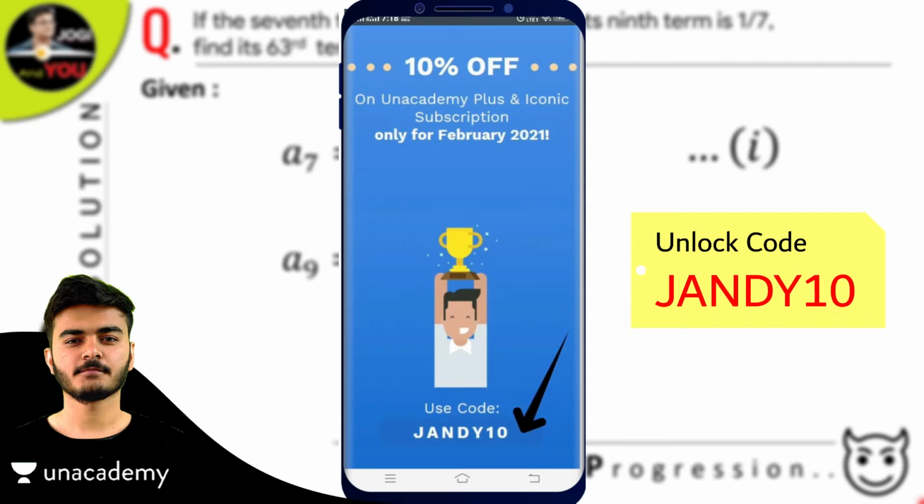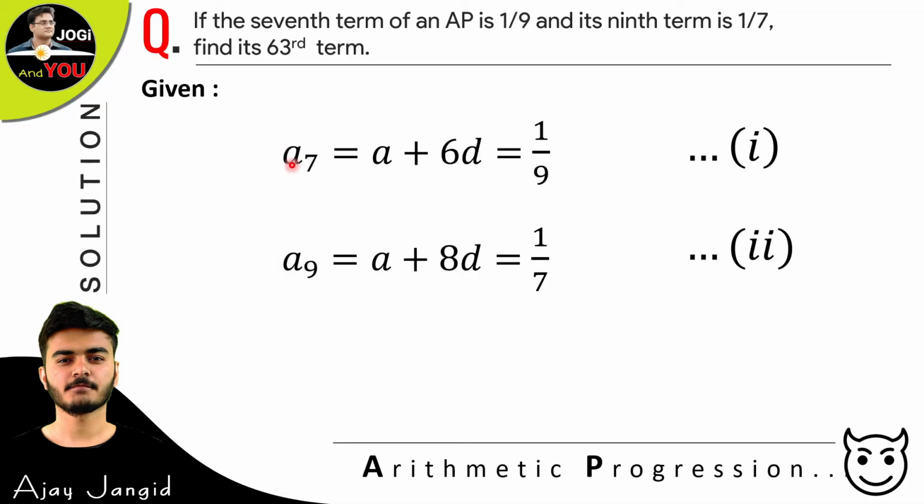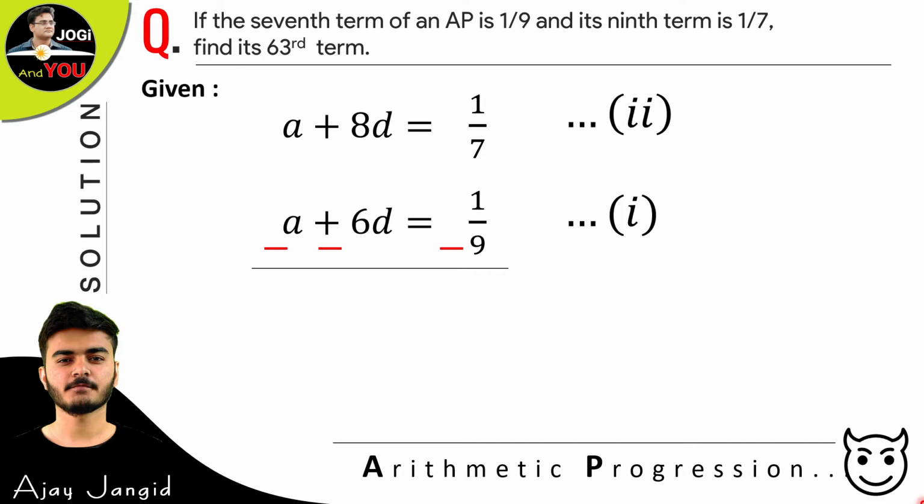So let's get back to the original question. Now, these A7 and A9 don't matter. Our equations are the first equation and the second equation. So we have a pair of linear equations in two variables a and d. We will solve it with the elimination method and cancel a variable. So first of all, we will subtract equation number 1 from equation 2. It's clear that a and minus a will cancel, and 8d minus 6d, that means 2d, is equal to 1 upon 7 minus 1 upon 9.